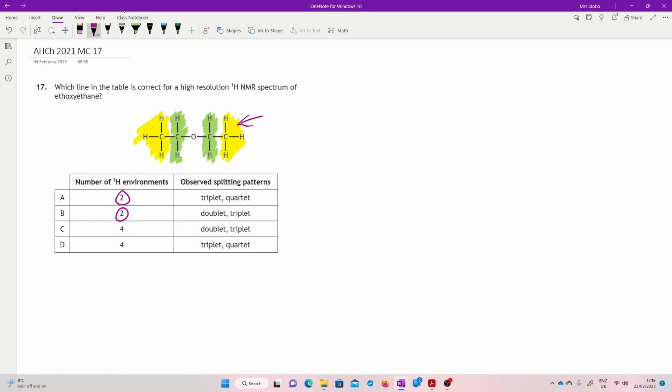Let's look at these hydrogens first. This hydrogen is next to another two hydrogens, so I'm expecting that this peak will be split two more times, so I will get a triplet. This hydrogen set, the green ones, are next to three hydrogens, so they become a quartet. So we've got a triplet and a quartet, giving us A as the correct answer.